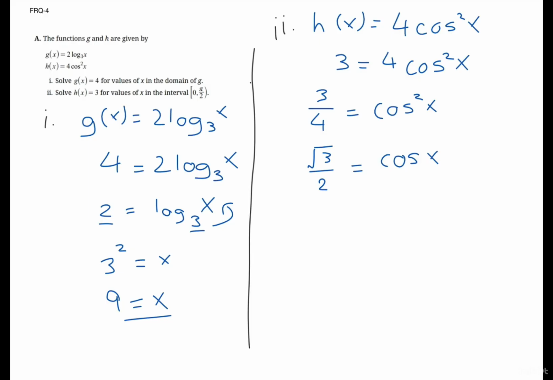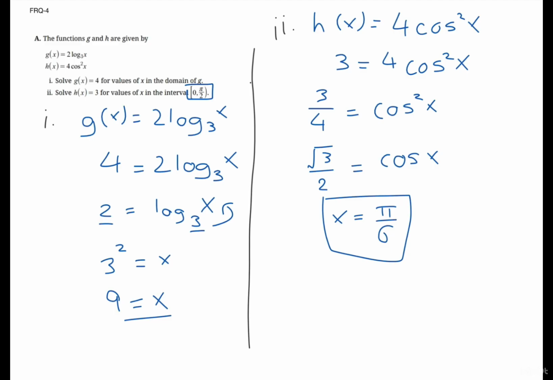Now we know that in the interval 0 to pi by 2, cosine is root 3 over 2 at pi over 6. And notice that since they have given the interval 0 to pi by 2, you don't need to mention the other quadrant values for which this satisfies. If you write this much, you will get full credit. So part A was quite easy.